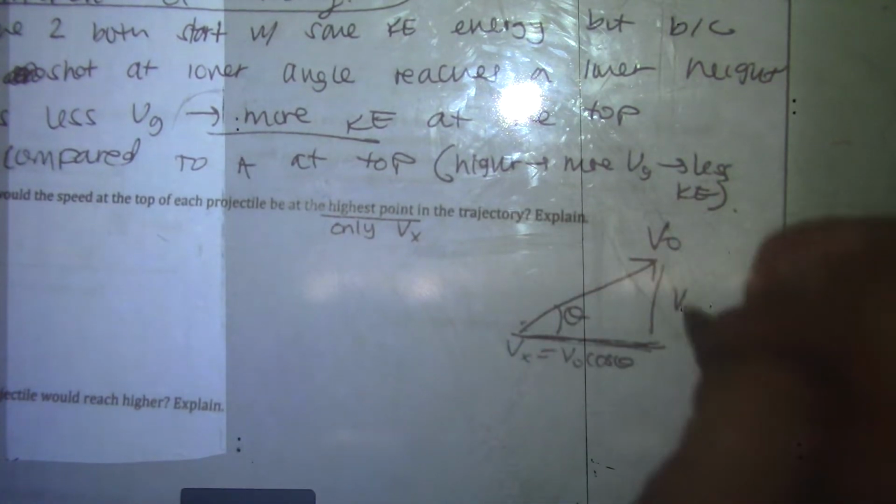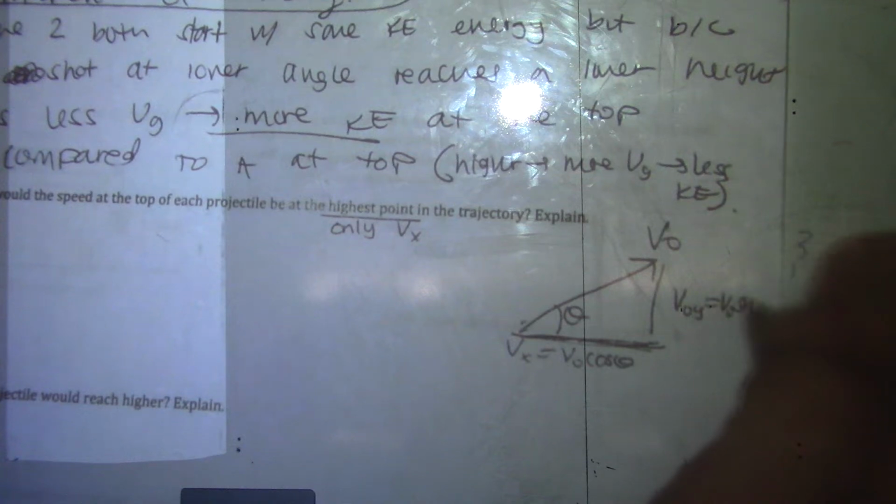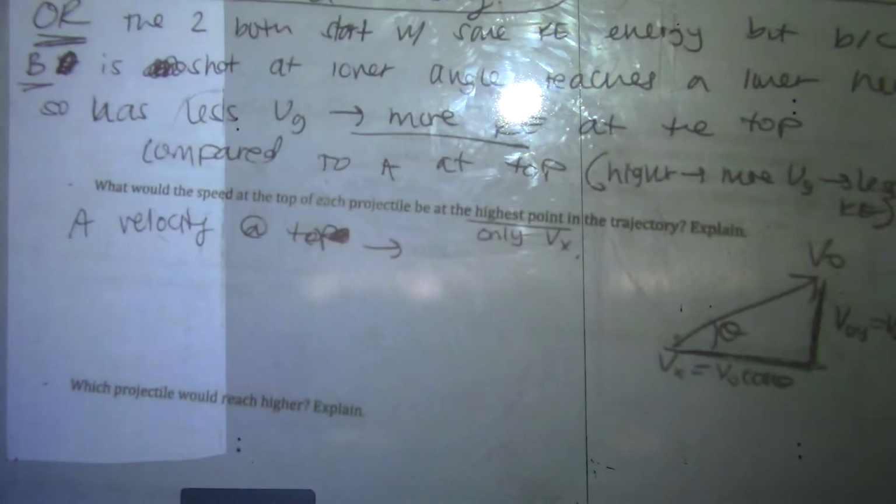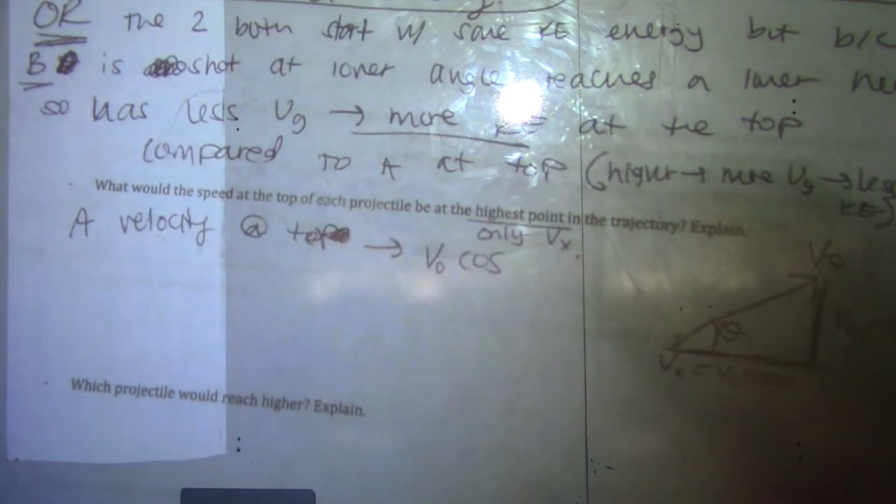And then your initial y velocity is going to be v naught sine. So that's the opposite side right here. So at the top, it'll only have the x velocity. So A's velocity at the top is just going to be v naught cosine of A's angle of 60.